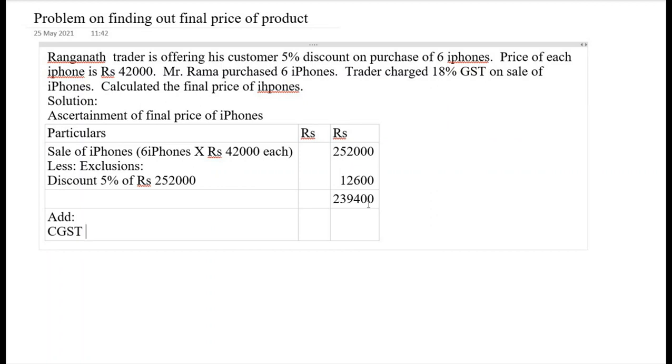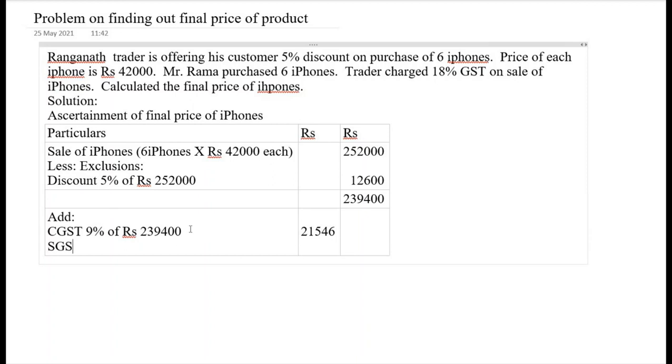CGST. So here the GST rate is 18%, so there will be equal rate of CGST and SGST. So 9% of rupees 2,39,400, which comes to rupees 21,546. Then similarly SGST, that is 9%. So always whatever is the rate given for GST, that should be equally divided here. So rupees 2,39,400.